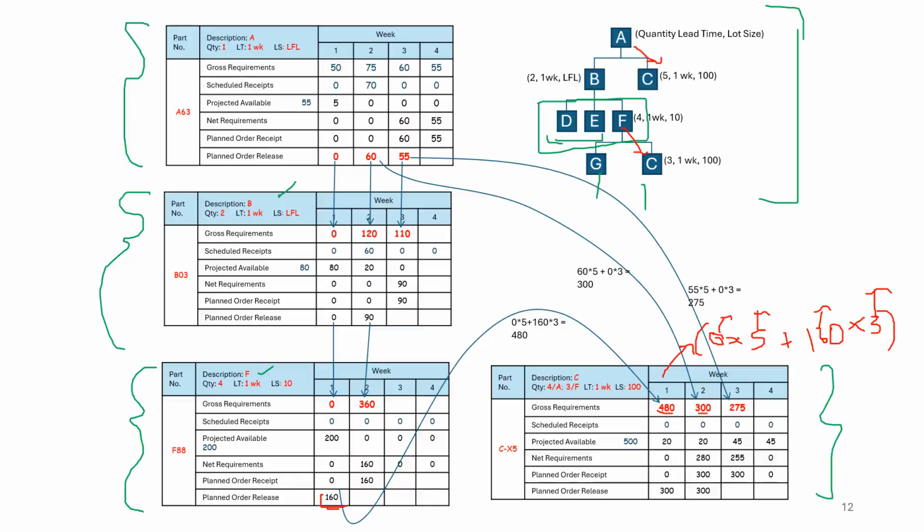Similarly, in week 2, the gross requirement for C is 60 times 5, plus 0 times 3, which is 300. And similarly, in week 3, it is 55 times 5 plus 0 times 3, which is 275. And once we have these gross requirements in place, we can go ahead and calculate the output, which is the POR for C.